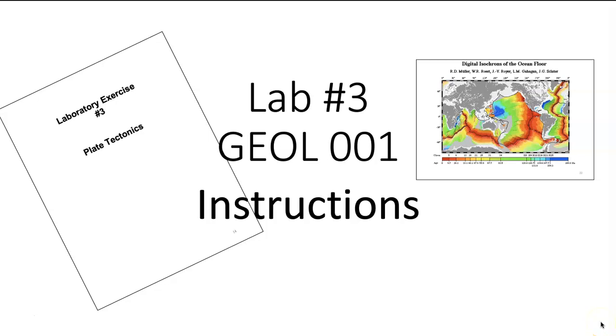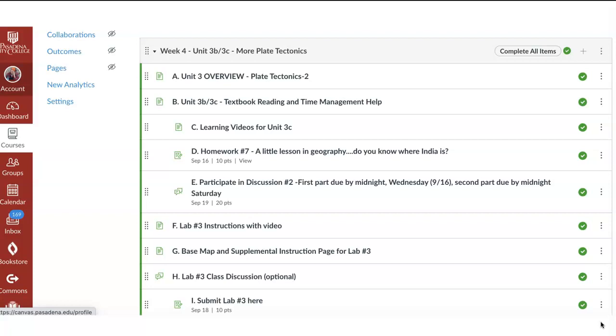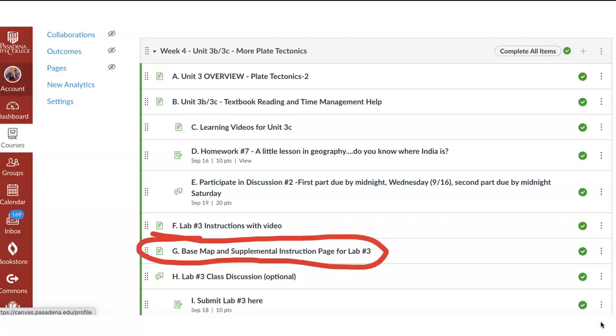Here are some guidelines for our lab number 3 on plate tectonics. There are two things that you need to print out to go along with the lab, and they're shown here under week 4. There's a base map that you might have printed last week to go along with your lectures, but you still want a fresh copy of that, and then a supplemental instruction page as well. So make sure you're aware of those when you do this lab.